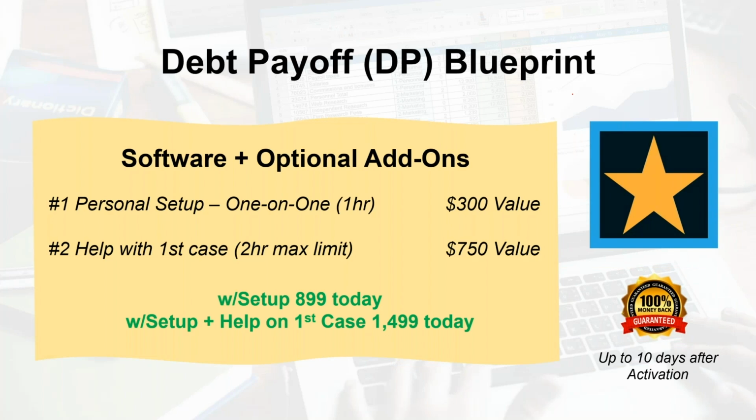So these are the options. The software with optional add-ins. You can get just the software for just $725 today, or you can get the personal setup with it, $8.99, or you can get the personal setup and the help with your first case, $14.99, and that's the one package there for you today. Now I'm going to get to your questions, and then we'll go through some actual examples on downloading the software, how it works, and all of that good stuff.